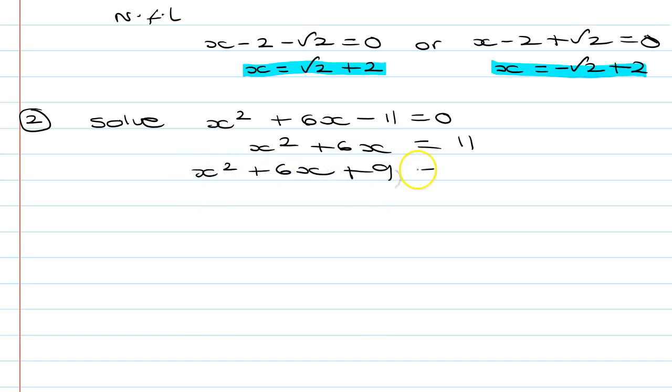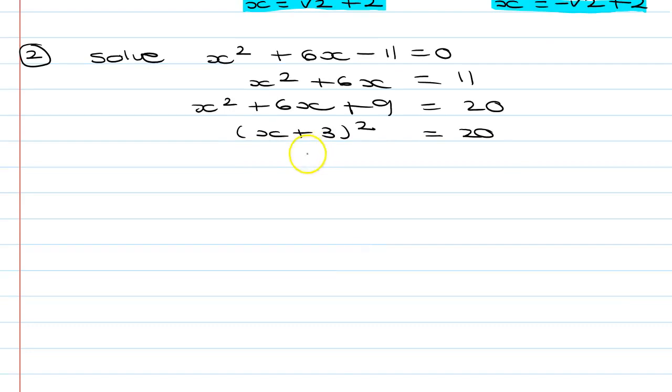That leaves me with 20 on that side, because 11 plus 9 is 20. Now, the left fully factorised gives me x plus 3 squared, and on the right I've just got the 20. I'm going to solve it my way by square rooting both sides, so I'm left with x plus 3 on the left. Apologies, can't do much when the pen plays up. So x plus 3 equals the square root of 20, and don't forget that's a plus and a minus, so you get two answers.